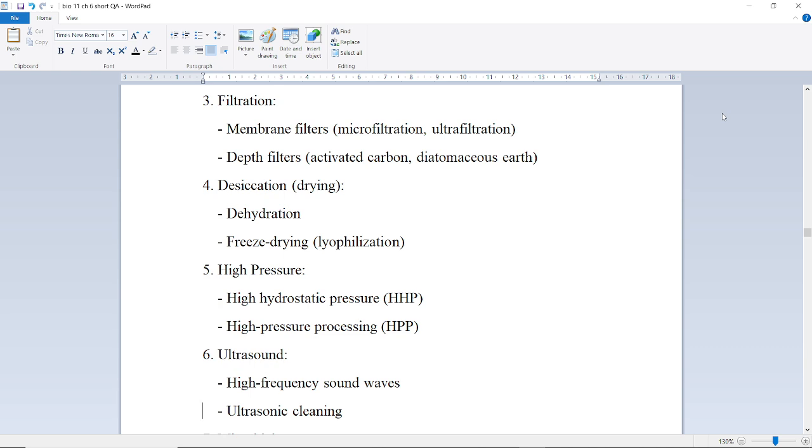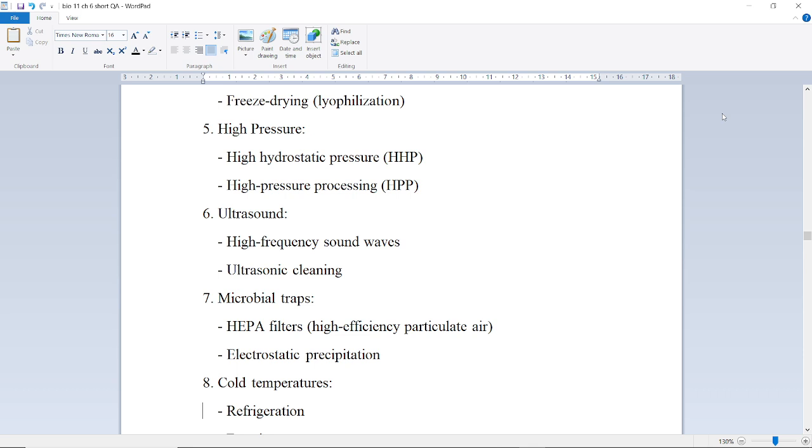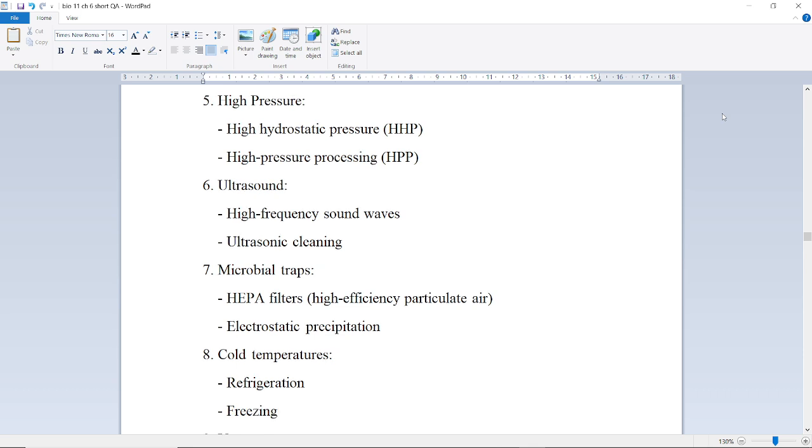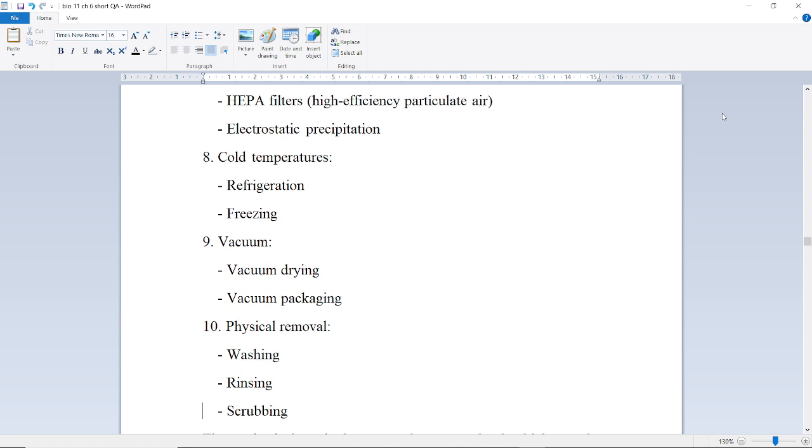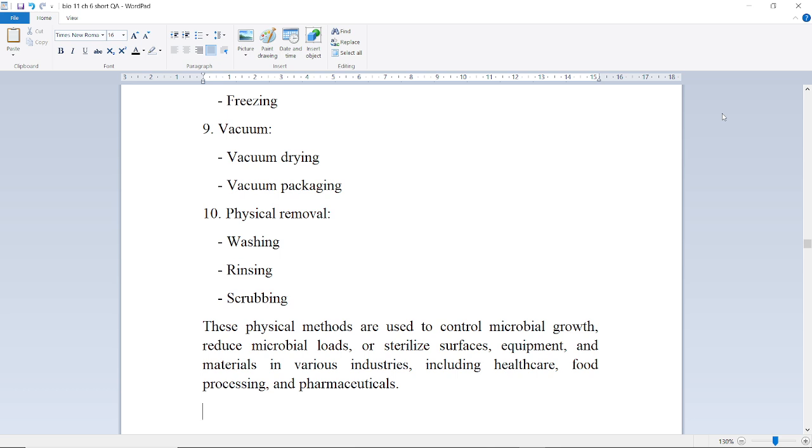membrane filters, microfiltration, ultrafiltration; depth filters, activated carbon, diatomaceous earth; desiccation or drying; dehydration, freeze drying; lyophilization; high pressure, high hydrostatic pressure (HHP), high pressure processing (HPP); ultrasound, high frequency sound waves, ultrasonic cleaning; microbial traps, HEPA filters, high efficiency particulate air filters; electrostatic precipitation; cold temperatures, refrigeration, freezing, vacuum; vacuum drying, vacuum packaging; physical removal, washing, rinsing, scrubbing.